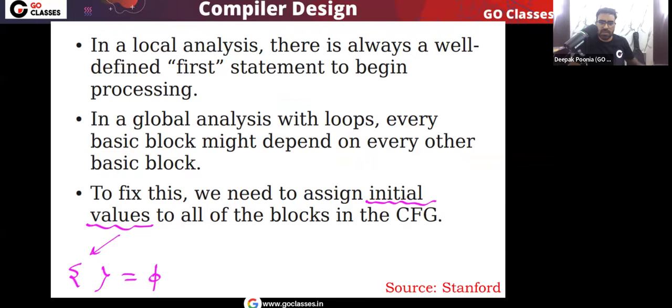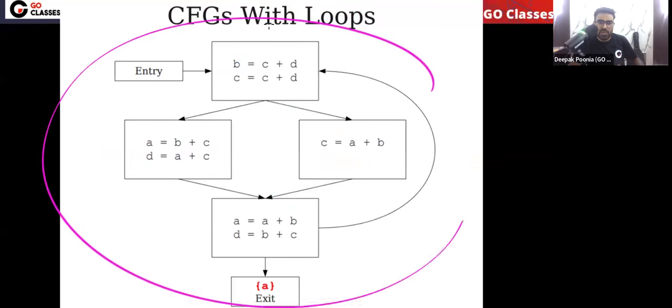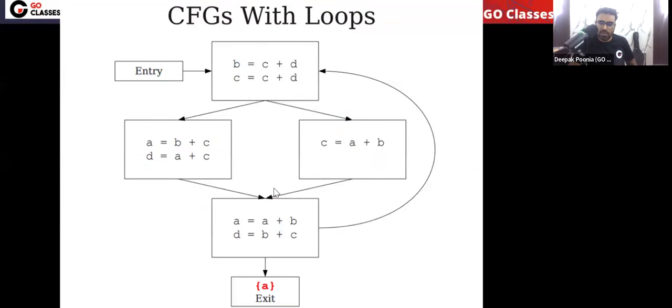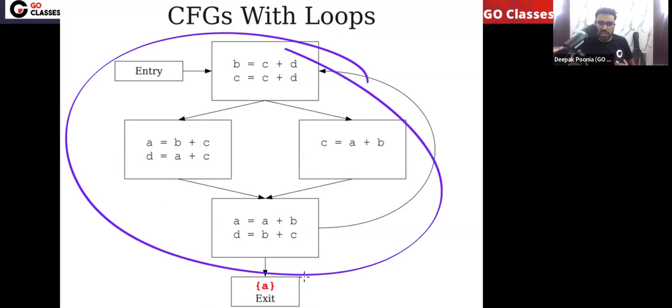Very simple. So you can see we have this example where we have a CFG with a loop, and it is already given to us that at the exit only variable a is alive. This information is given in the question. What might be the reason? Can you tell me? At the exit of a control flow graph, how can some variable be alive?